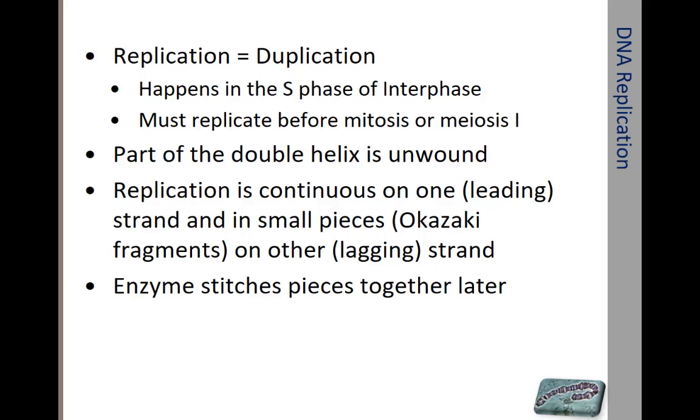But because the DNA double helix has two strands going in opposite directions, it can't just copy straight through on both strands. Replication is continuous on one strand, the leading strand, and in small pieces called Okazaki fragments on the other, what's known as the lagging strand. These little Okazaki fragments are then stitched together later on to make a continuous piece of DNA.